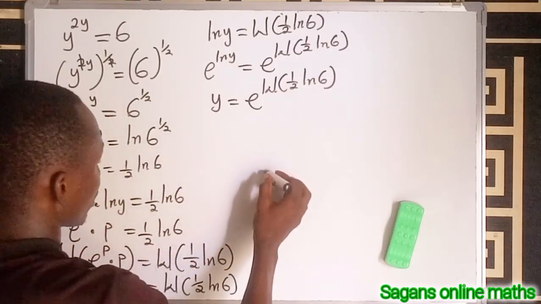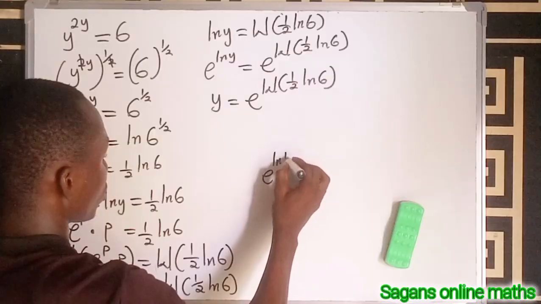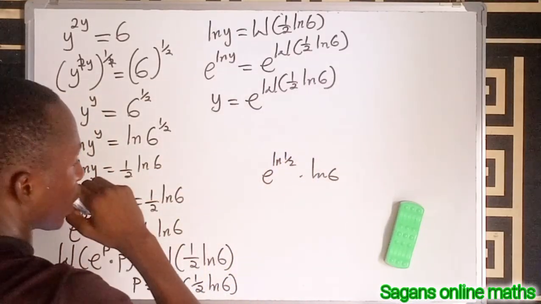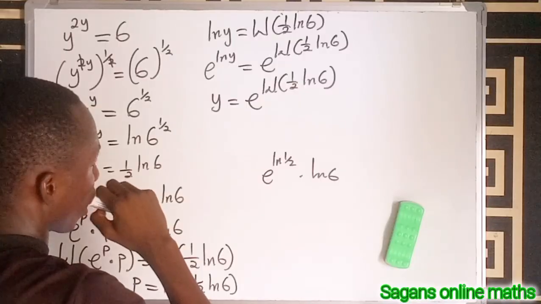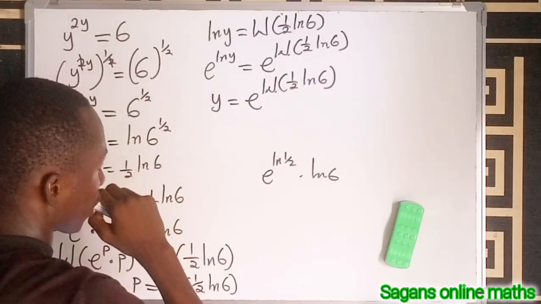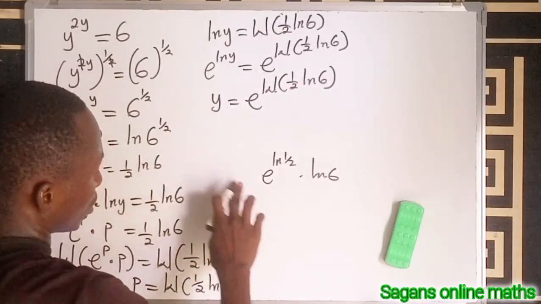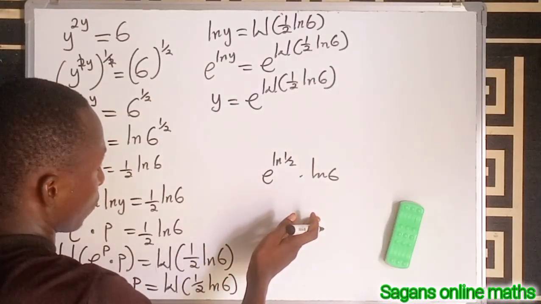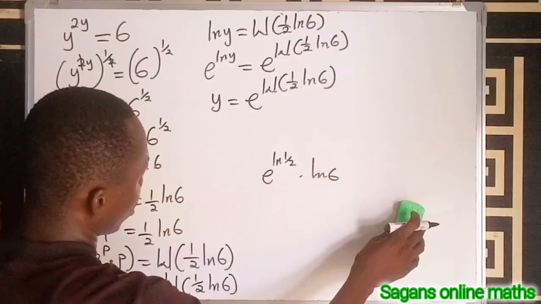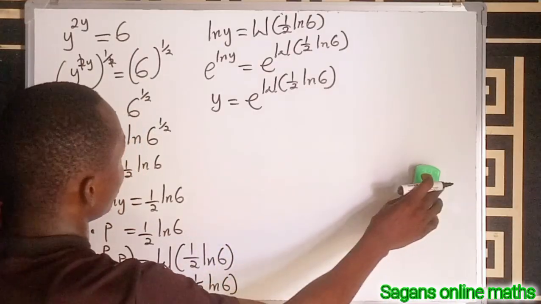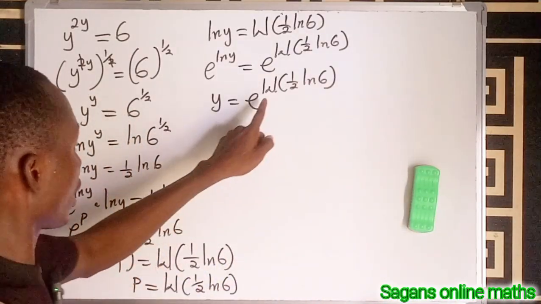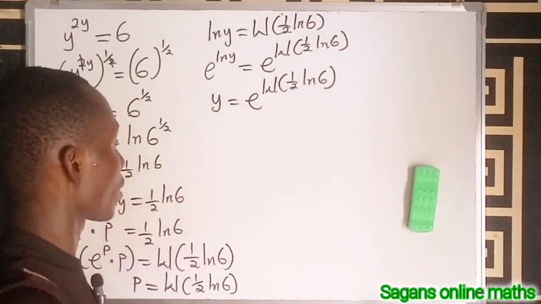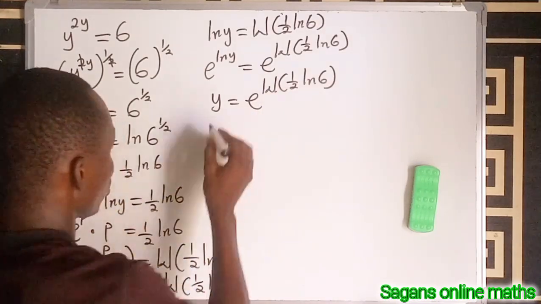So if I say this is e raised to the power of the Lambert W function of 1 over 2 multiplied by ln 6, I'm trying to simplify this, okay? All right, because the Lambert W function of this must have a value, then e to the power of that value will give us the value of y, okay? But this is the solution to this question.